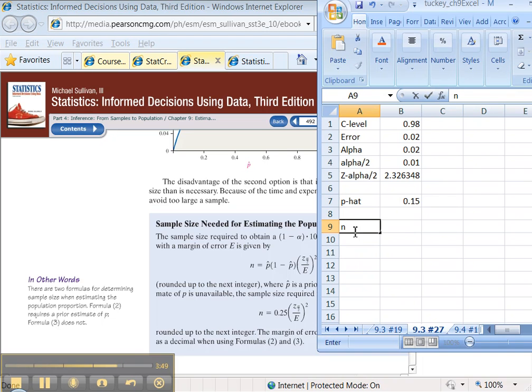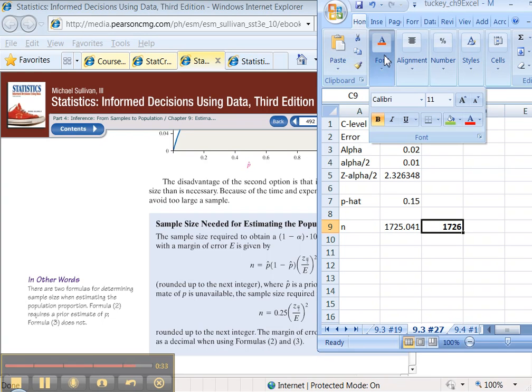All right, so what's n? N is equal to p hat, that's this guy, times parentheses 1 minus p hat again. Another times, forgot that, parentheses z right here, divided by the error. Error is right up here, 0.02. Got to change it to a decimal. Close that and square it, caret 2. Now, even though this is really low, we still have to round it up to 1726. You can't ask 0.041 of a person. So you've got to round this up.